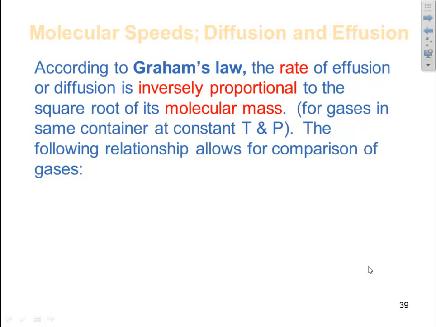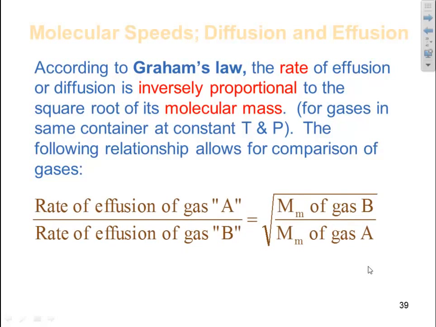According to Graham's law, the rate of effusion or diffusion is inversely proportional to the square root of the molecular mass for gases in the same container at the same temperature and pressure. The following relationship allows for the comparison of gases. We can talk about the rate of effusion of one gas, A, and compare that to the rate of effusion of a second gas, B. Notice in the formula that the rate of diffusion of A is inversely proportional to the molar mass of A, as well as the rate of diffusion of gas B is inversely proportional to the molar mass of gas B.